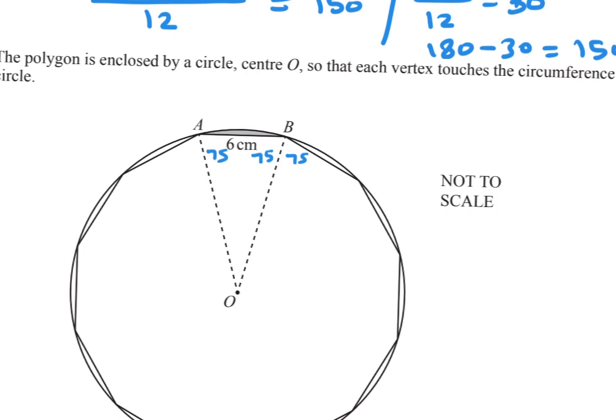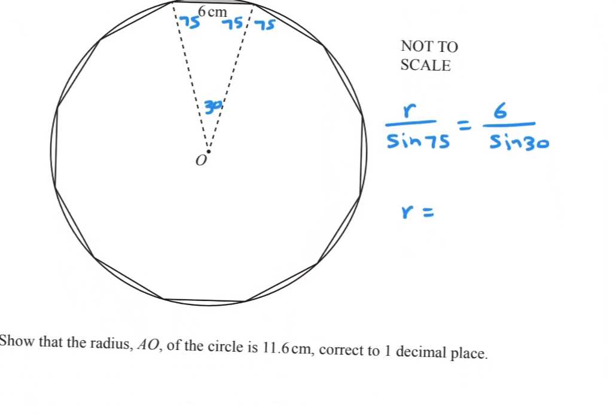So we can find the third angle for this triangle, ABO. 75, 75, the third angle is 180 minus (75 plus 75), so this angle is 30. Now you can use the sine rule to find the radius. R over sine 75 equals 6 centimeters over sine 30. Cross multiply, then find R. R will be 11.6 correct to one decimal place.